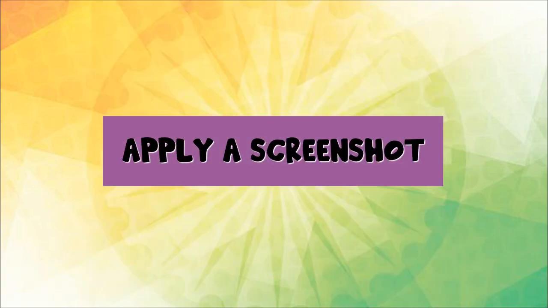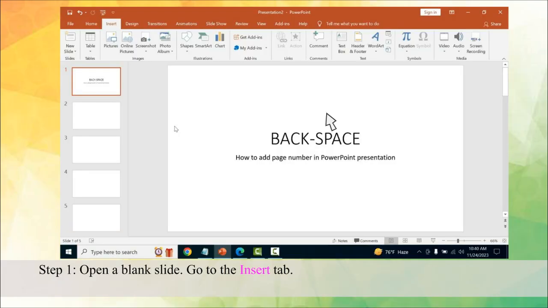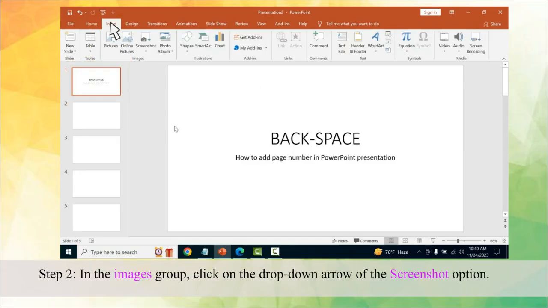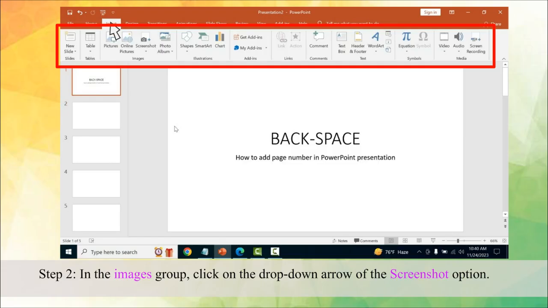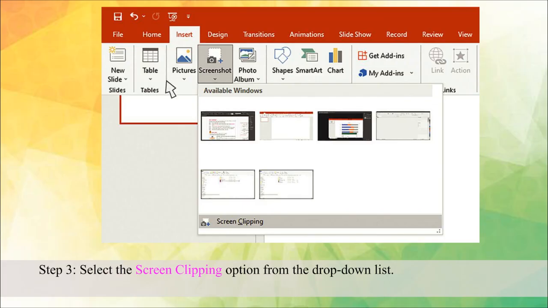Apply a screenshot. A screenshot is a picture of a current display on your screen. To take a screenshot and insert it in your slide, follow the given steps. Step 1. Open a blank slide. Go to the Insert tab. Step 2. In the Images group, click on the drop-down arrow of the screenshot option. Step 3. Select the screen clipping option from the drop-down list.